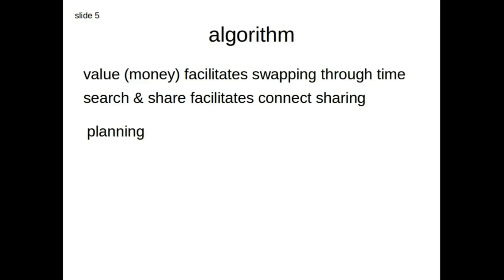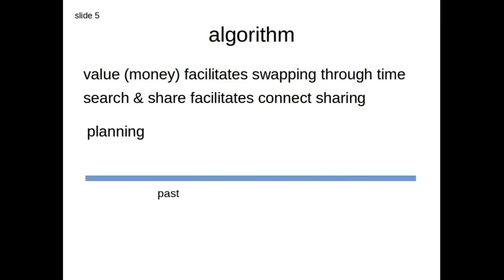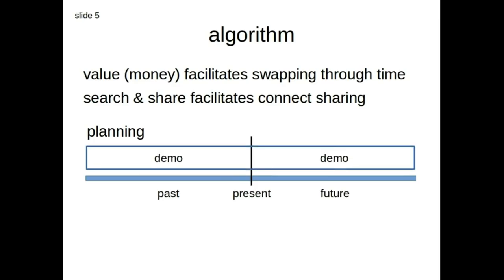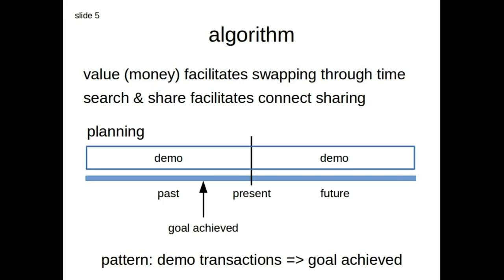Now the core of search and share is based upon a planning. Here's our timeline. It goes from past through present to the future. And what we want to do is we want to record everything that we do, and we want to use demo for that. So once we have recorded all our actions in terms of demo transactions, we can start looking for goals that have been achieved. So search and share will look for patterns of demo transactions that achieve goals.